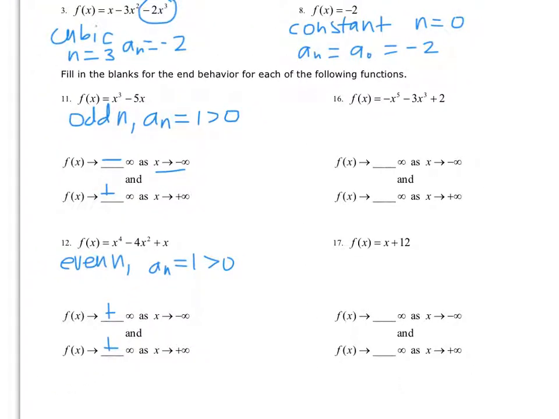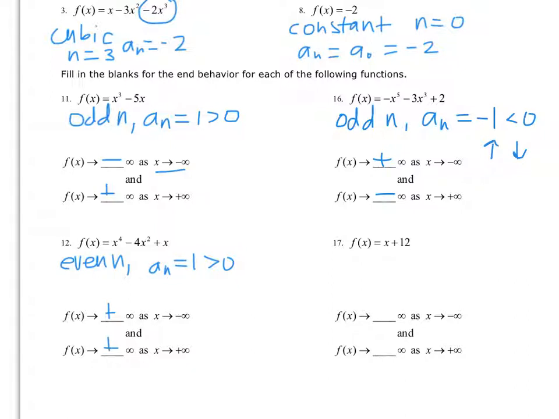But for number 16 here, we've got odd degree, and our leading coefficient is -1, so that's less than 0. All right, when we've got that, we are going to have up on the left and down on the right. So that means as x goes to -infinity, the function values go to positive infinity, and as x goes to positive infinity, function values go to -infinity.